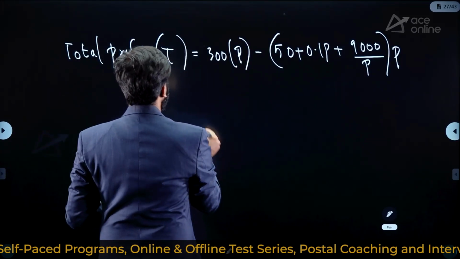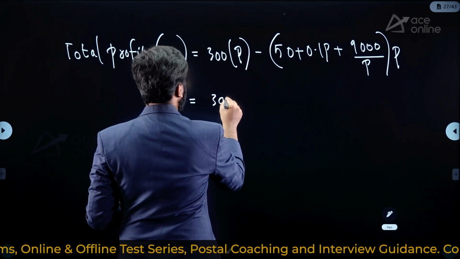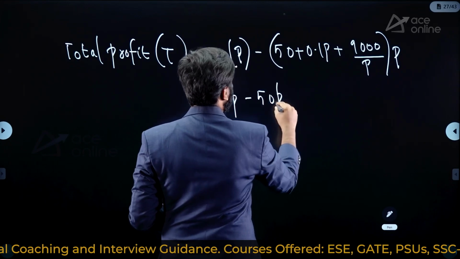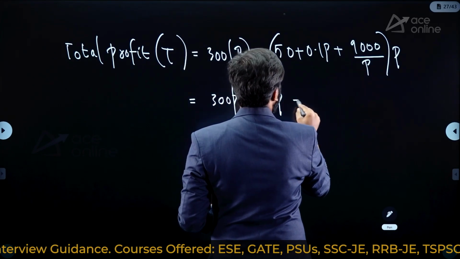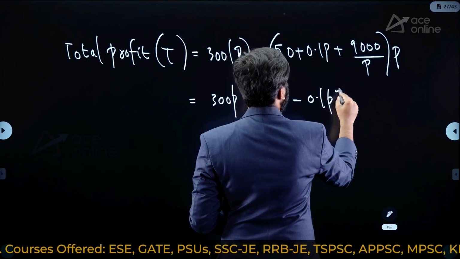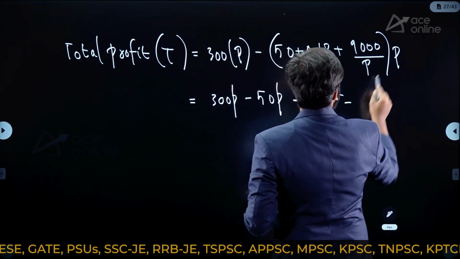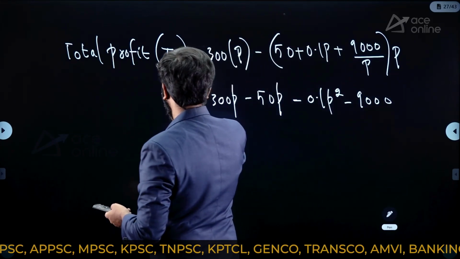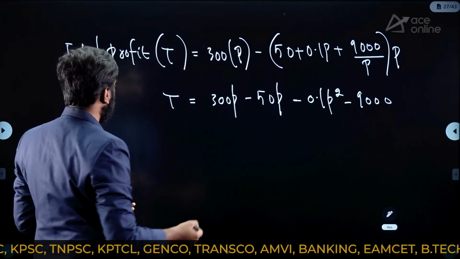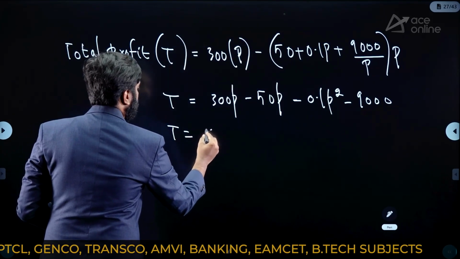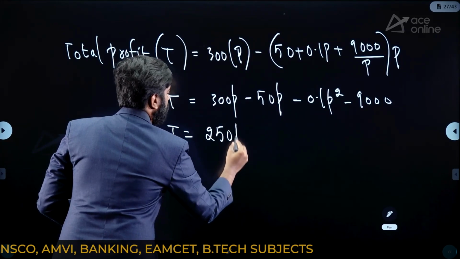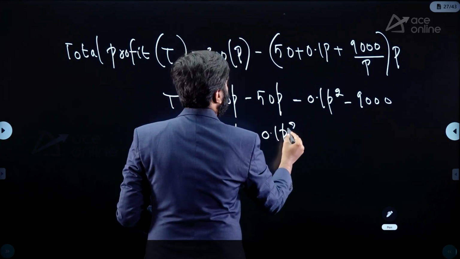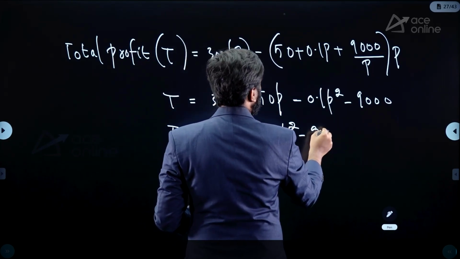So this is the function now. This is 300p, multiplied by this 50p. There is a minus sign, so you have to be a little careful: minus 0.1 p square, minus, so pp cancels, you have this minus 9000. Let us denote this with capital T, the total profit. You can further simplify the total profit like this. It is 250p and then minus 0.1 p square and minus 9000.